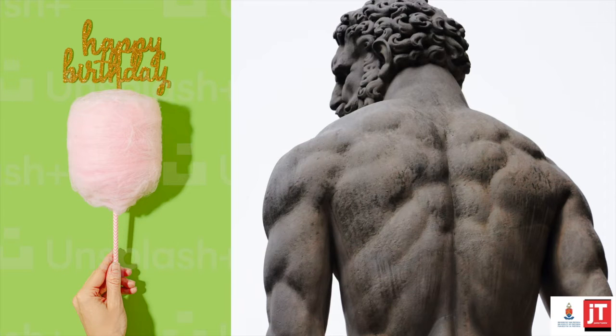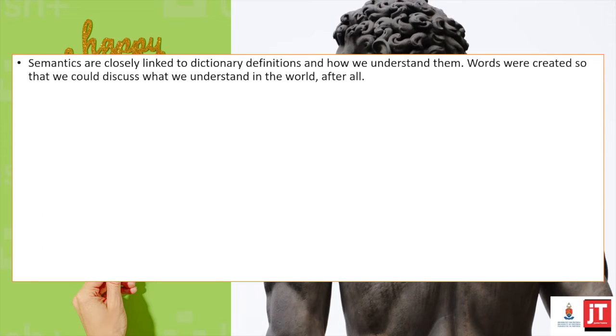Alrighty, goodness. What do we have here? We have some candy floss on the left-hand side. Lovely pink sweet treat. All right. And then on the right, we have a very muscular sort of rock statue. This is a strange slide, isn't it? What is going on? Well, I am going to elaborate on semantics a little bit more using these examples, okay?